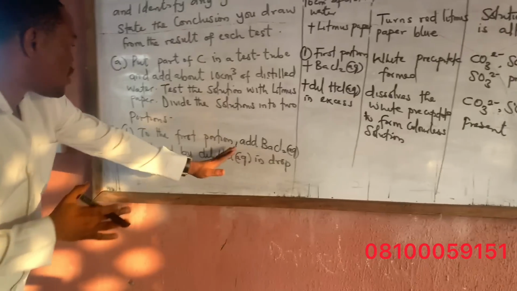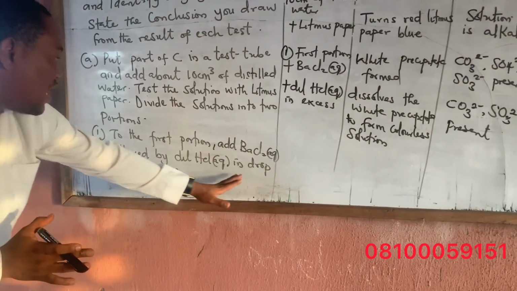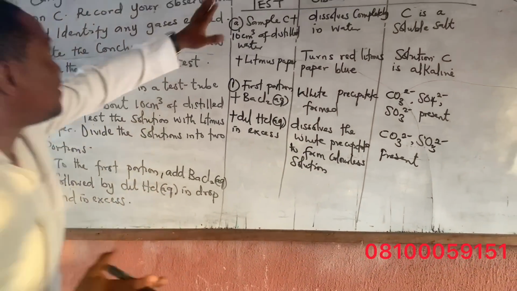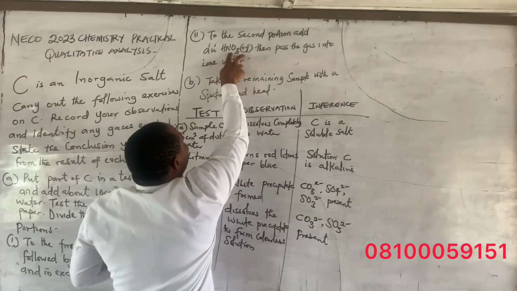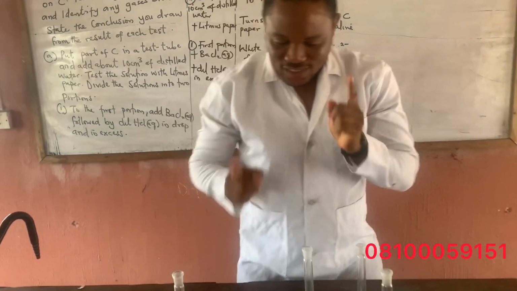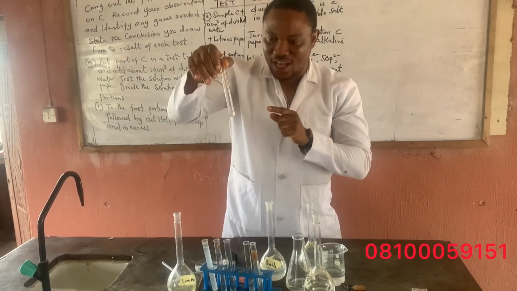So the first portion, we have done this, followed by dilute HCl in drop and in excess. Okay, very important. Then to the second portion, add dilute HNO3, then pass the gas into lime water. So let's quickly get that done. To the second portion. Okay, so this is the second portion.